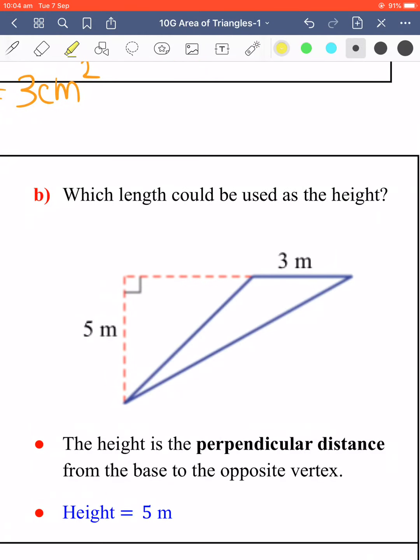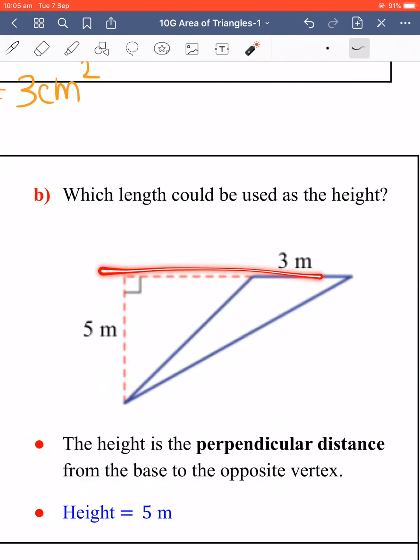So I'll use a different color for this. So I have two numbers, and again, the height is the perpendicular distance from the base to that opposite vertex. So the opposite vertex is here. Okay, so from the base to my opposite vertex, I have this length. So this length here, which is what we have here, which is 5 meters.